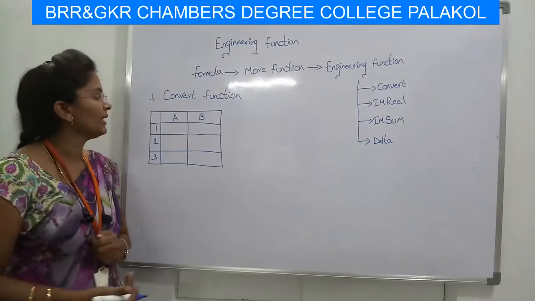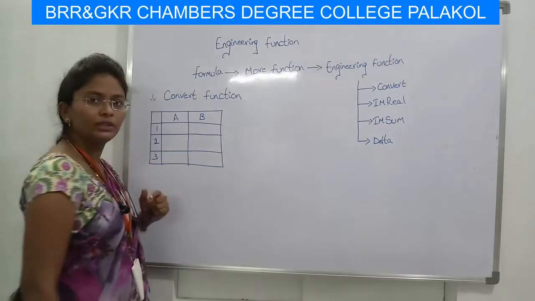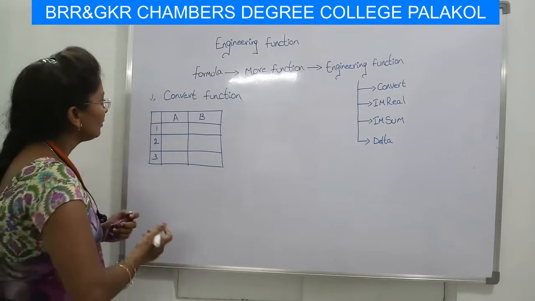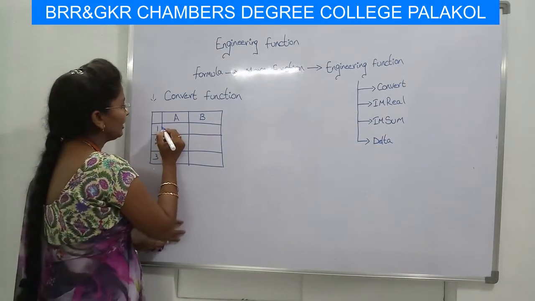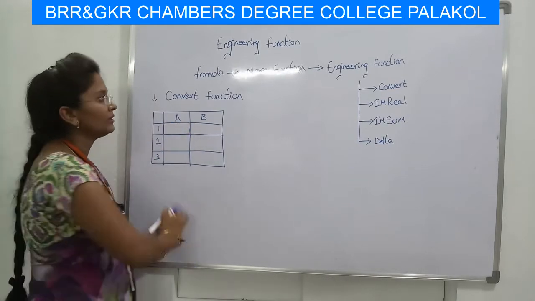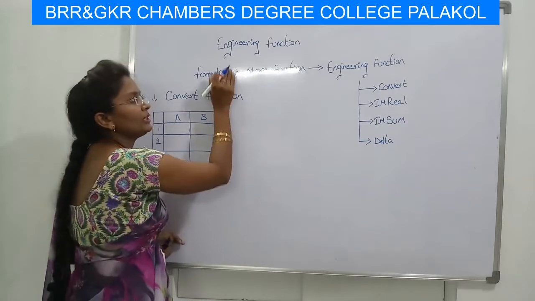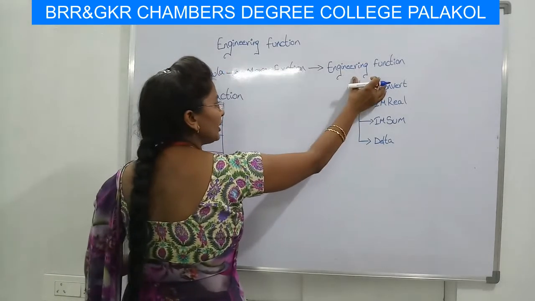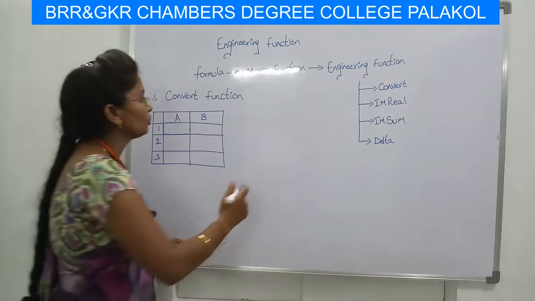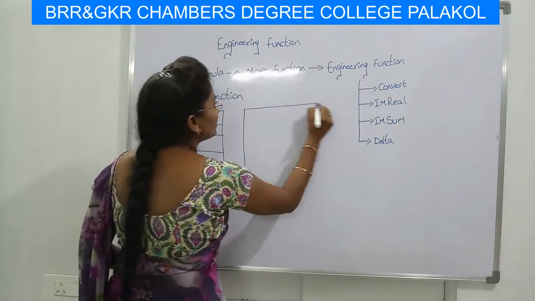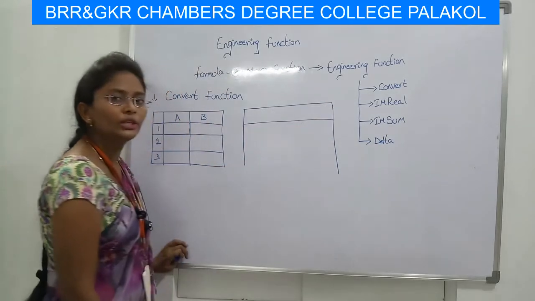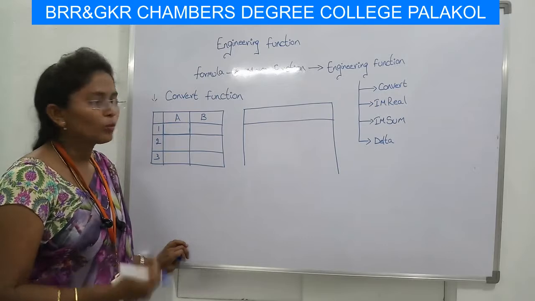Here I want to take some data and go for the convert option. First of all, I am selecting the A1 cell, and then I am going for formula option and then more functions and then engineering function. At last clicking on the convert option. In this convert option, we have some dialog box over here. Whenever I am clicking on the convert option, then automatically convert function dialog box will be appeared.